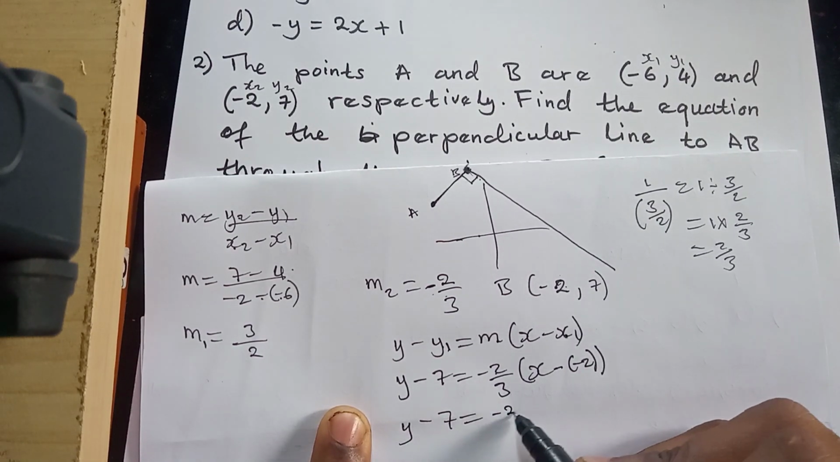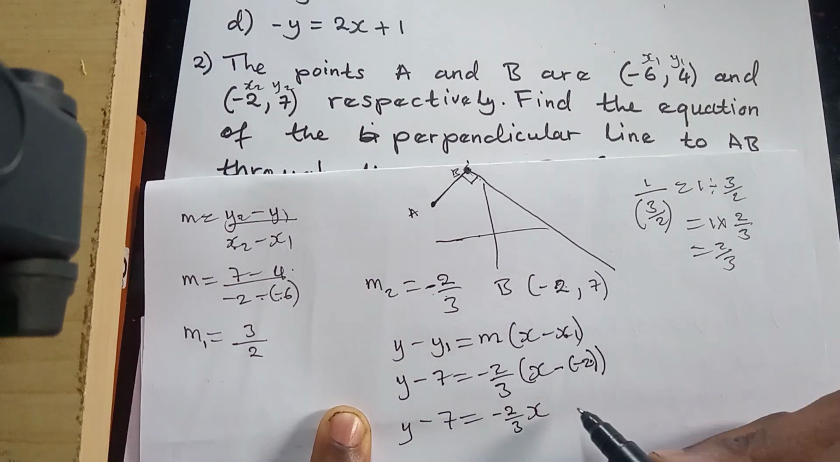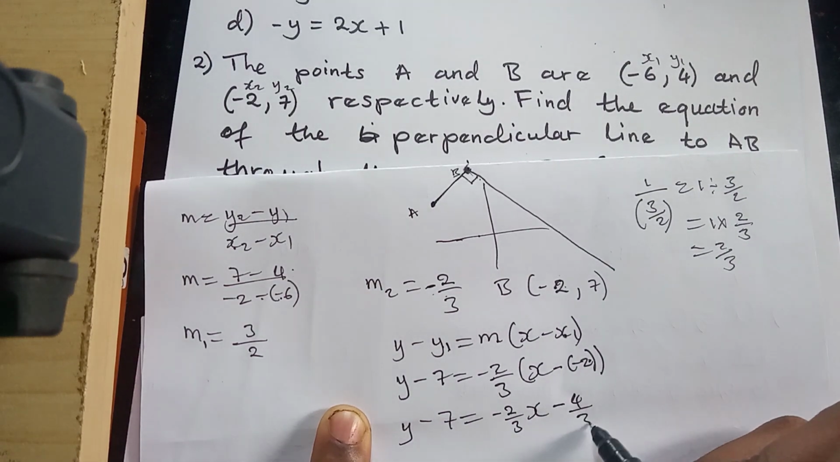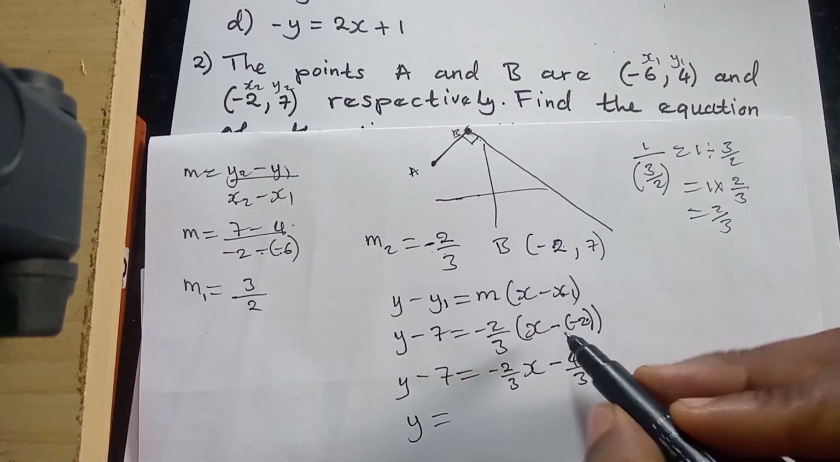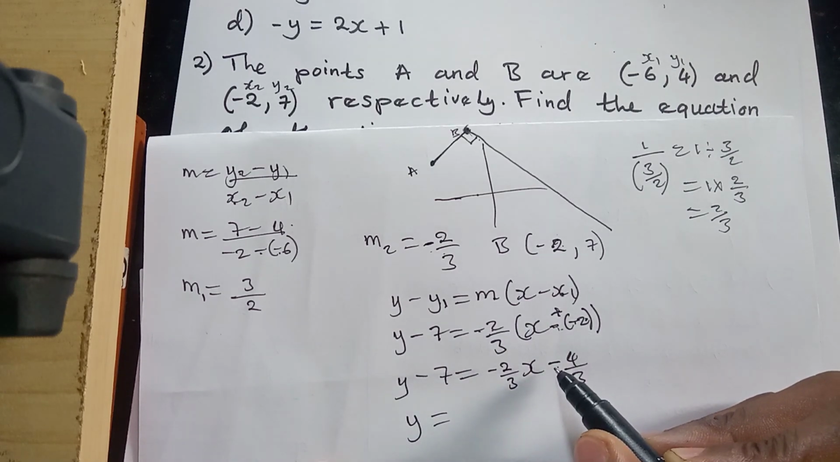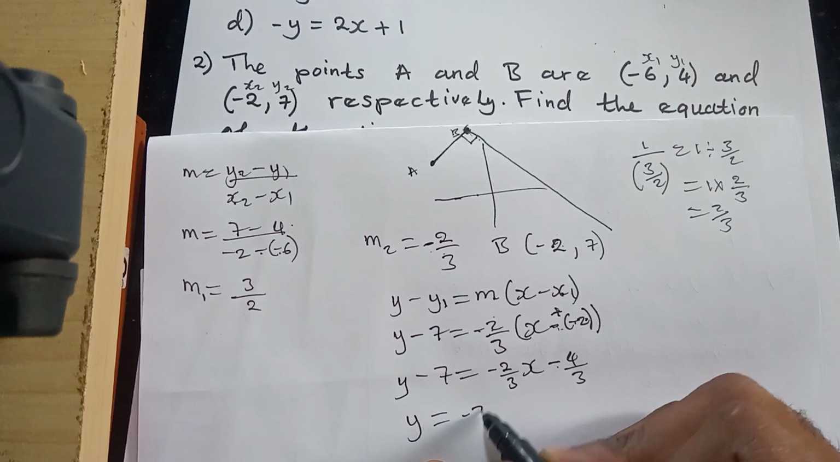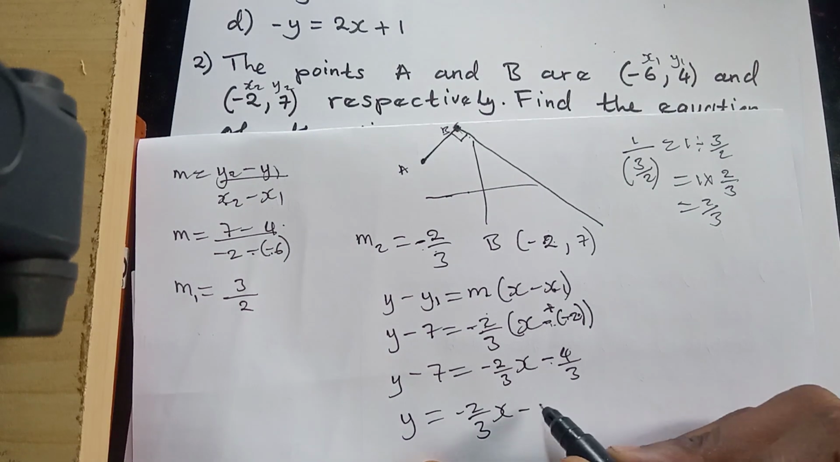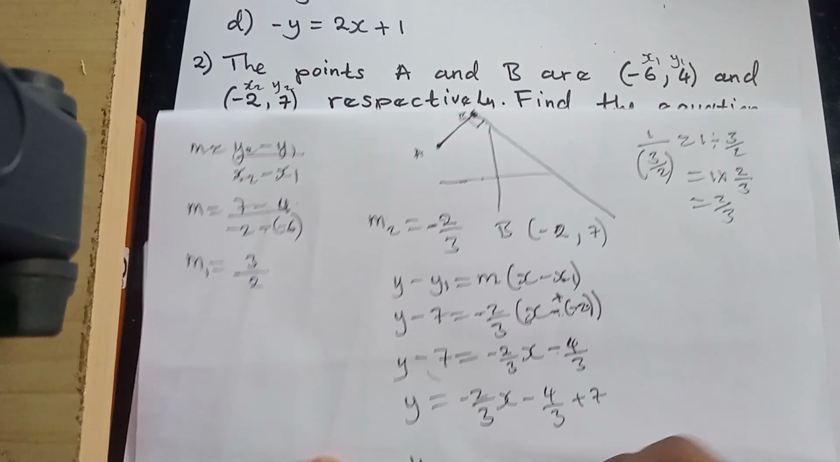This times this will be negative 2 over 3x. Then this times this, of course this is positive, so this will be negative 4 over 3. And then you can take the 7 to the other side. By the way, this times this is positive, so negative times positive, this explains the negative. Then 2 times 2 is 4 over 3. So you have negative 2 over 3x minus 4 over 3. Then you take the 7 to the other side, you have this.